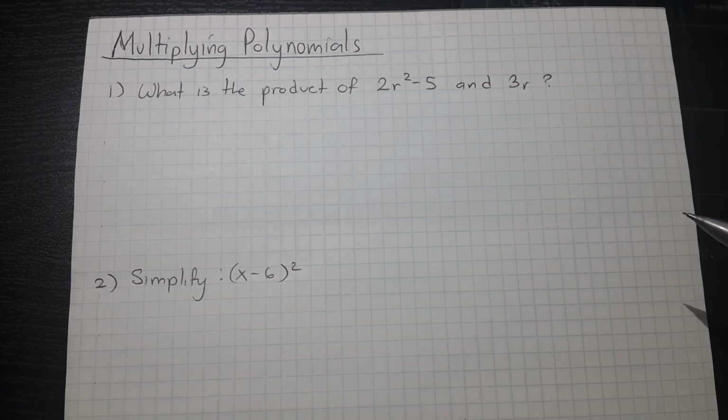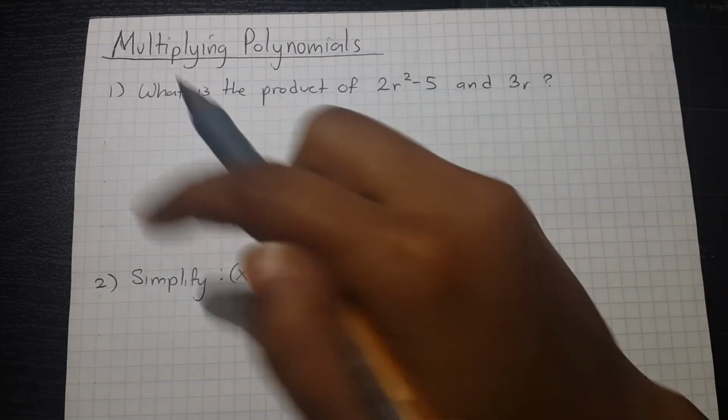And what you want to do for this, you want to make sure that when you're multiplying the polynomials, for terms that have the same base variable, and I'll emphasize what that is, you want to make sure you're changing the exponent accordingly. So let's start off with number 1.